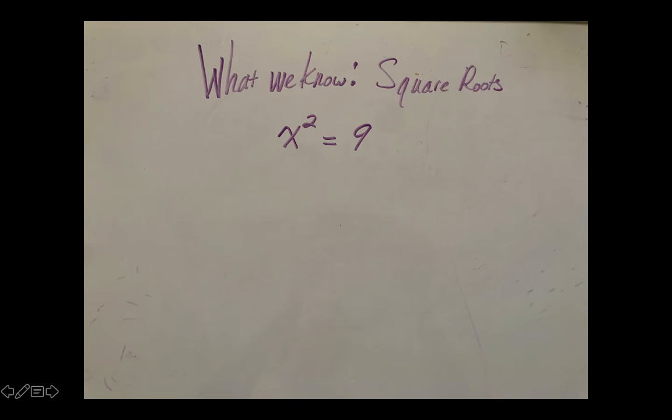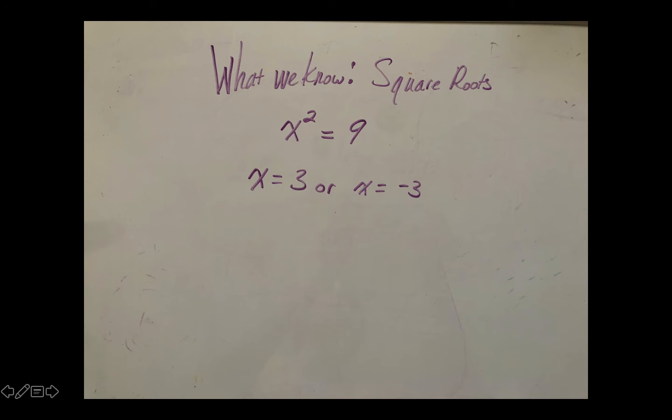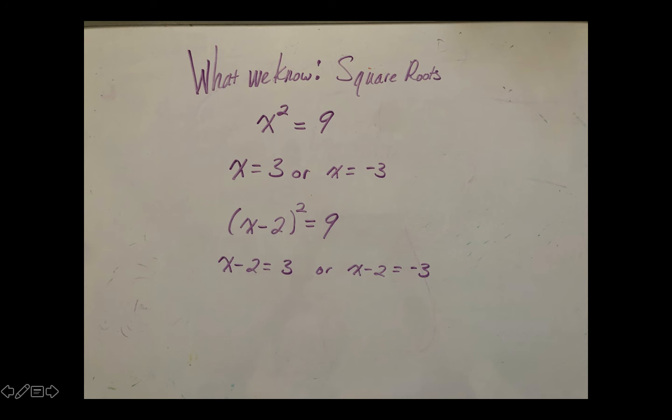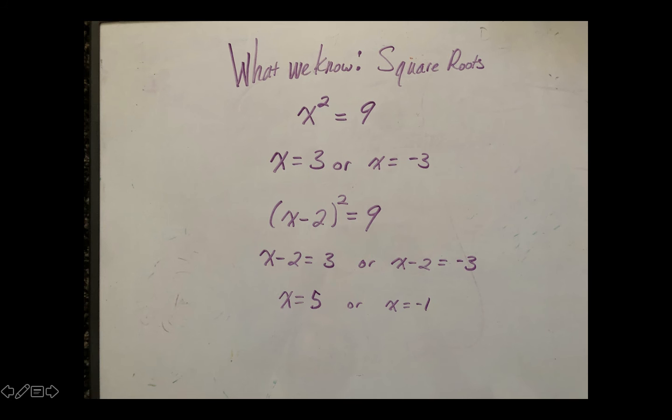So for example, if your equation is x squared equals 9, that means that either x equals 3 or x equals negative 3. If you've got something a little bit more complicated, like maybe x minus 2 squared equals 9, that means that the thing in parentheses, x minus 2, is equal to either 3 or negative 3, which is going to mean that in this case, x can be either 5 or negative 1.